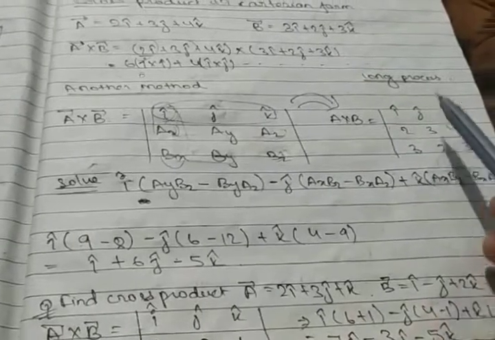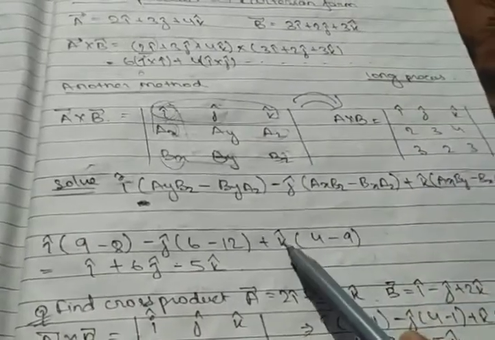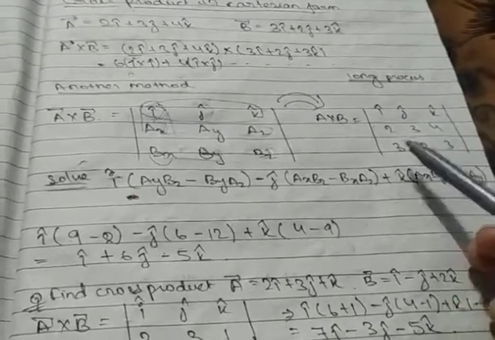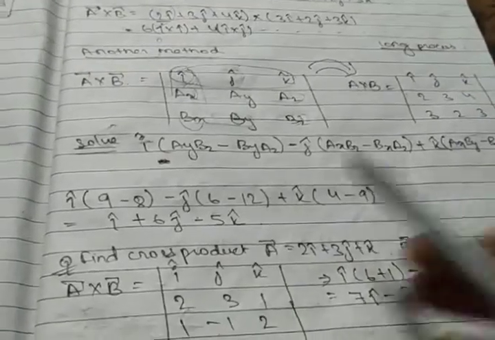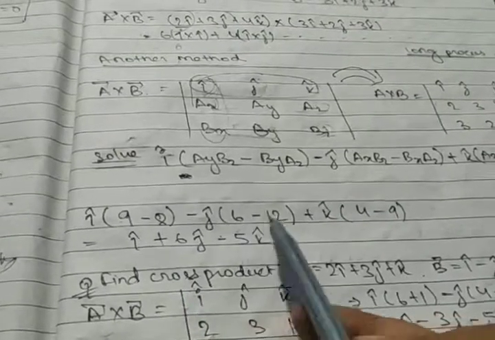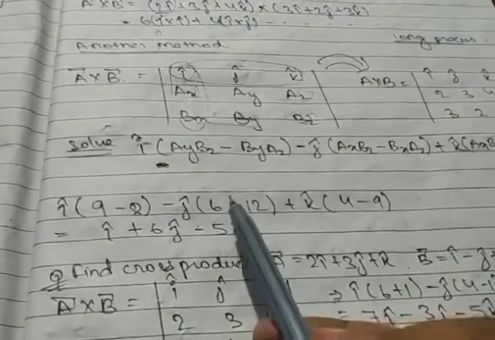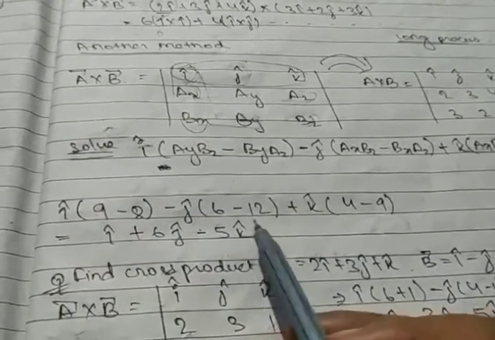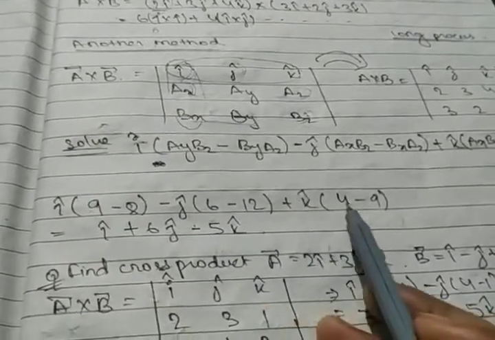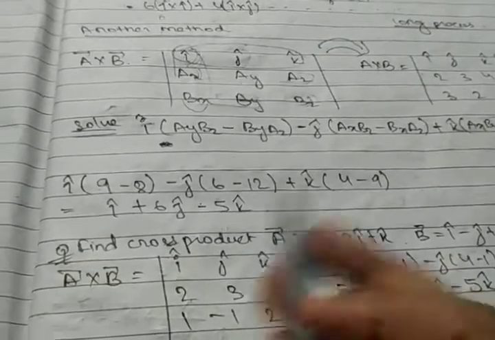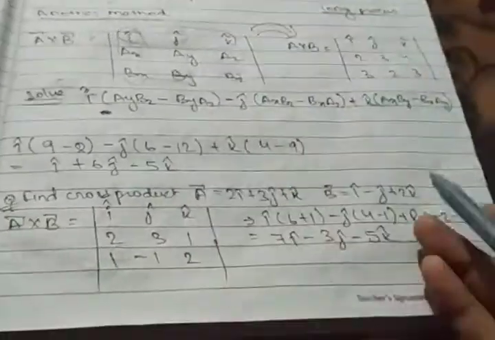6 minus 12. Then k in positive. Again leave this. So 2 into 2, 4. Minus 3 into 3, 9. 4 minus 9. So i cap, 9 minus 8, 1. 6 minus 12, minus 6. Minus and minus cancel out, plus 6k. And k cap value 4 minus 9, that will be minus 5k. Okay, understood? Suppose we do another question.